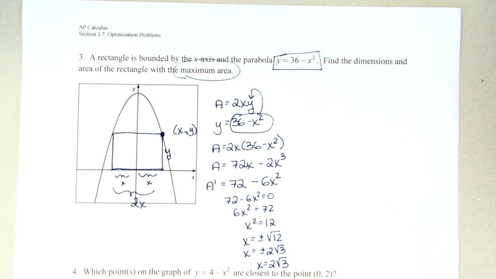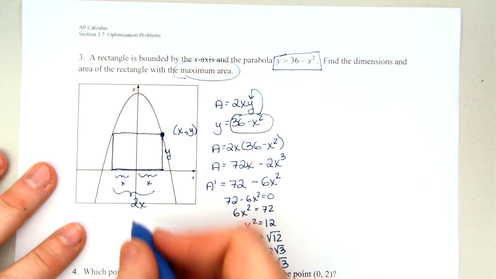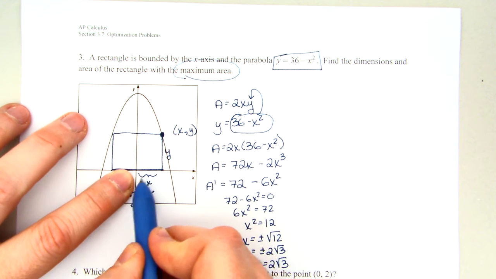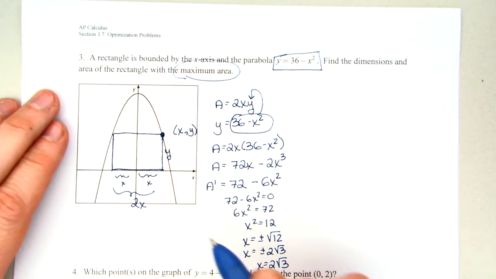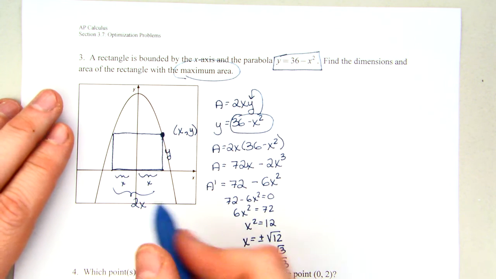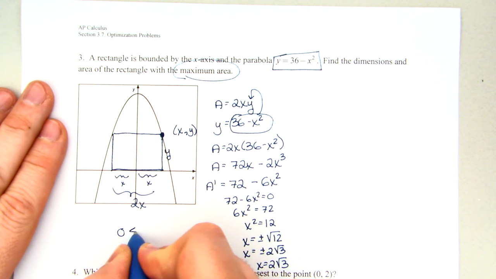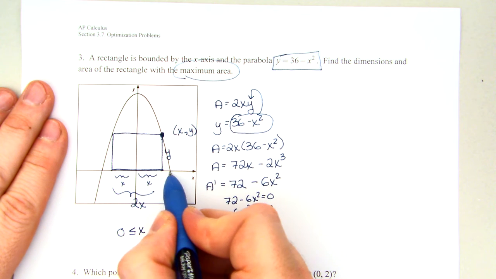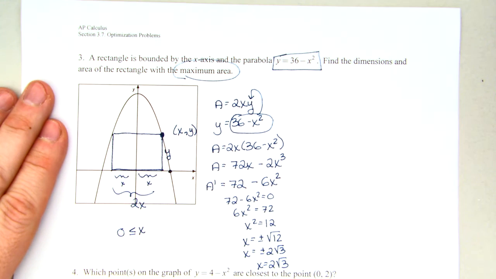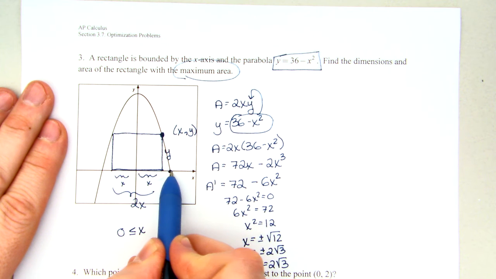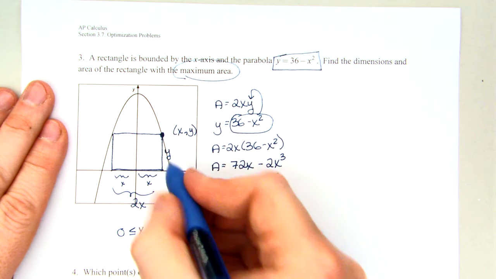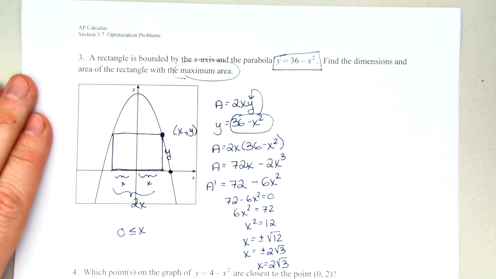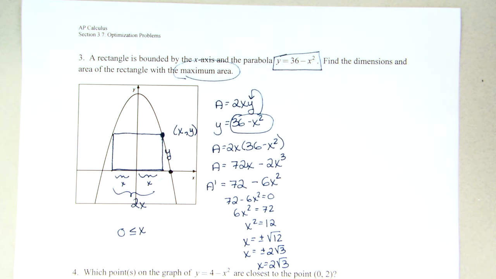Now, I probably should have done my domain earlier. I know that x, since it's also a kind of distance over there, can't be something negative, so I'm going to say 0 is less than or equal to x. But at the same time, x cannot be more than whatever this point is over here, because if this is the base of our rectangle, we wouldn't have any room left to get a height in there. Can you figure out what that point is, where our x-intercept of the parabola is?